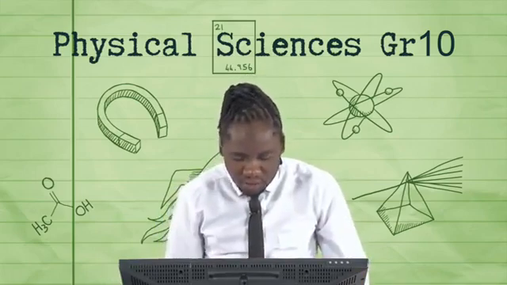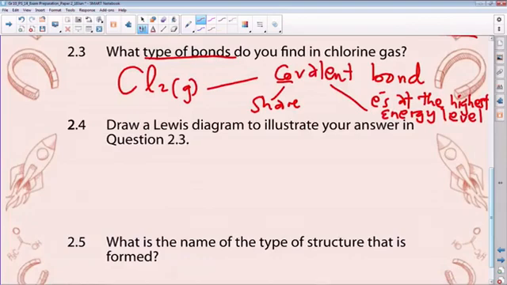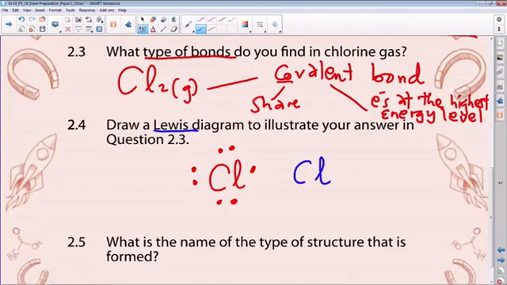So the next question says we must draw the Lewis diagram. So let's say we've got these two chlorine atoms, that's our Cl. Now this one has got 1, 2, 3, 4, 5, 6, 7. These are the electrons at the highest energy level. It doesn't mean there's only 7. So when we draw the Lewis diagram, we only show the valence electrons, very key, because they're actually the ones that are involved in this type of bonding. We have the same atom. It also has a valency of 7. So for them to be stable, each one of them needs to gain 1. So none of them is going to give to the other.